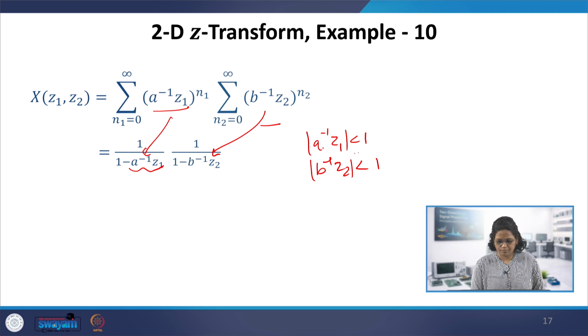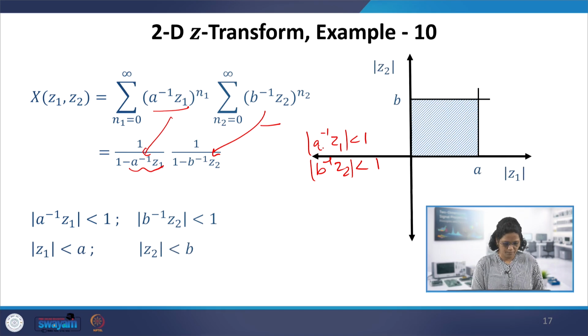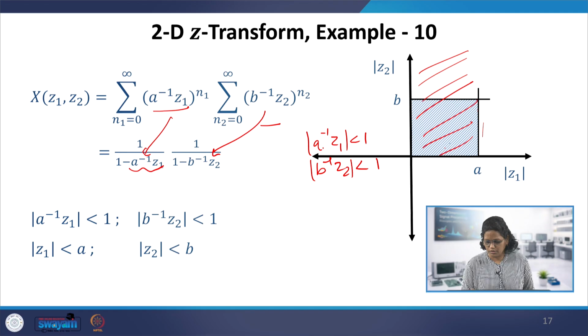So from this ROC, a inverse Z1 less than 1 results in Z1 less than a, and Z2 also results in less than b, from these two equations. Now the ROC of Z1 less than a is this line and Z2 less than b is this line. So now Z1 less than a is the common area of this region, and Z2 less than b is this region.